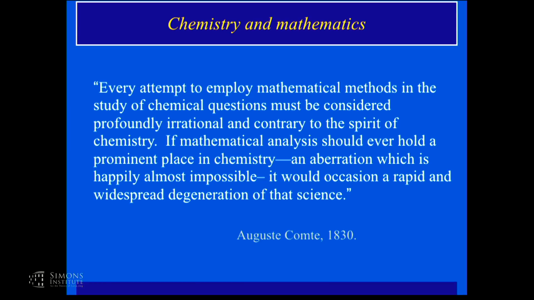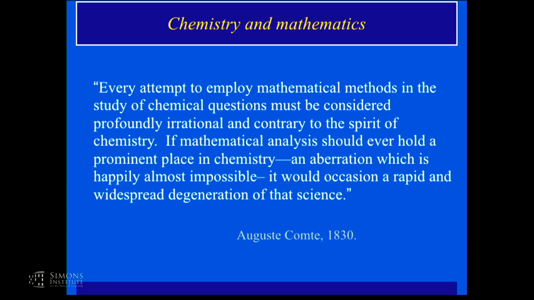Okay, so let's go back to 1830 and amuse you a tiny bit. Auguste Comte was a natural philosopher, and he said that every attempt to employ mathematical methods in the study of chemical questions must be considered profoundly irrational and contrary to the spirit of chemistry. And he went on that too much mathematics would lead to a rapid and widespread degeneration of the subject. So it appears we live in degenerate times.